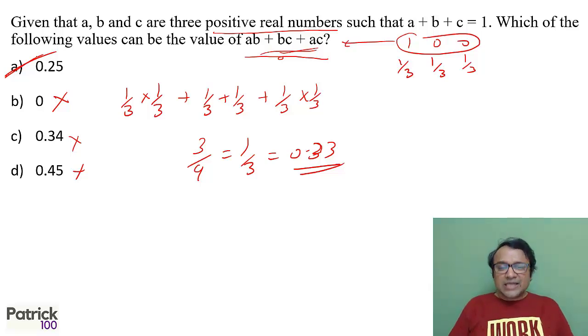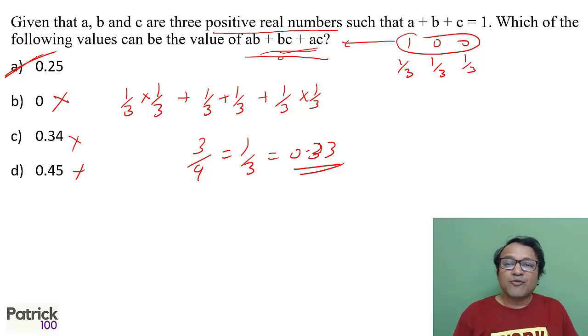So normally in such sums, the extreme cases are when you take extreme values. The extreme values are when one is very large and others are small, or all are equal. Take both the cases, you get extreme cases 0 and 0.33. There's only one value that falls between those. That will be the answer.